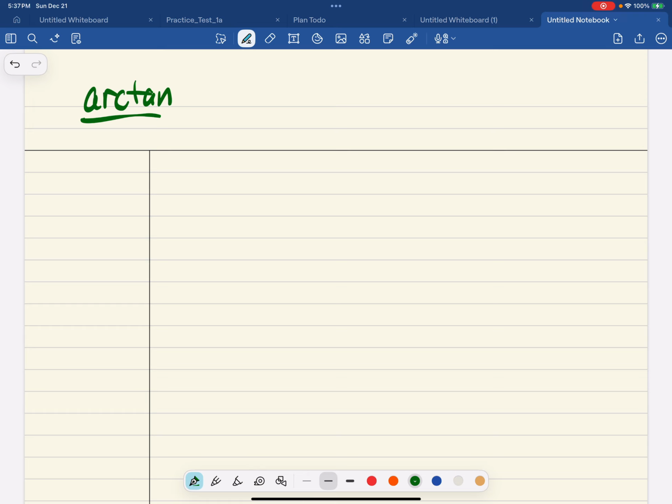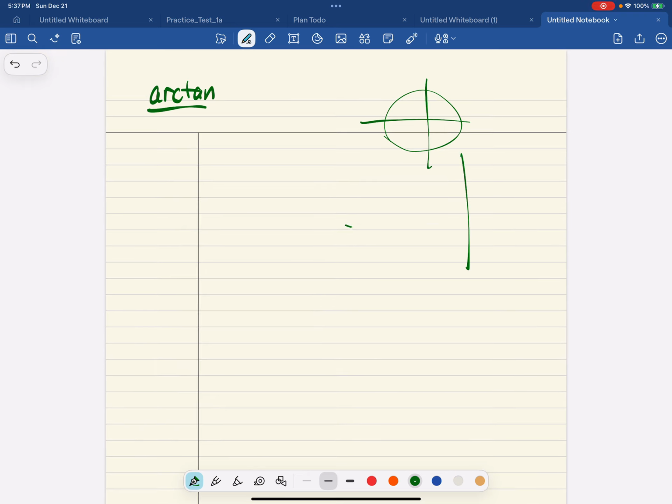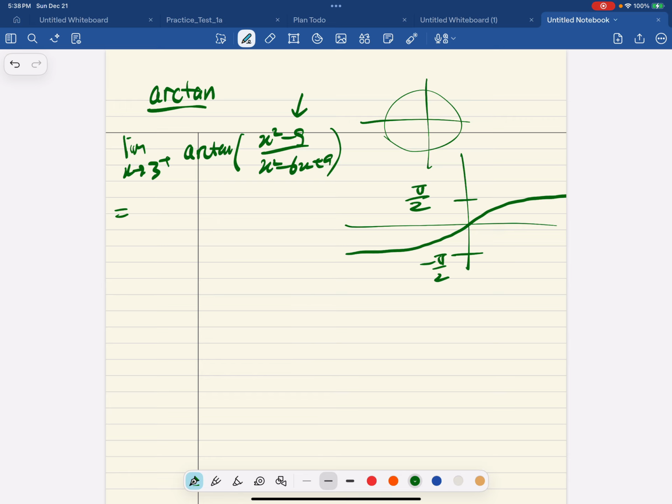But the arctan is not just looking at the circle. Sometimes you need to look at the arctan graph. And the arctan graph looks like this, where the top and bottom is not 1 and minus 1, but rather pi over 2 and negative pi over 2. So same principle, x approaching, let's say 3 plus of arctan. They're going to mix in some few techniques. Inside, want to evaluate the limit inside first. Forget that there's an arctan.